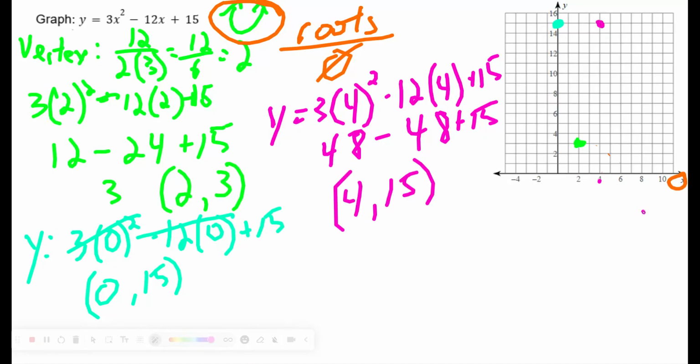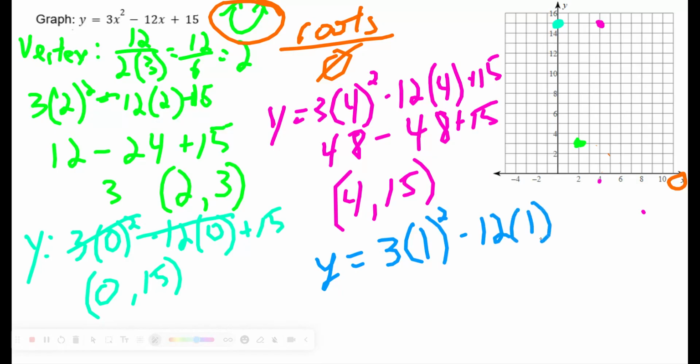So our y here, when x equals 4, is 15 as well for another point. Okay. So we can't guess, but I think we need to plot definitely one more between 0 and 4. 1's going to be the easiest thing, I think. And then that axis of symmetry is going to help us. It's going to basically do 2 at once for us. 3 times 1 squared minus 12 times 1 plus 15.